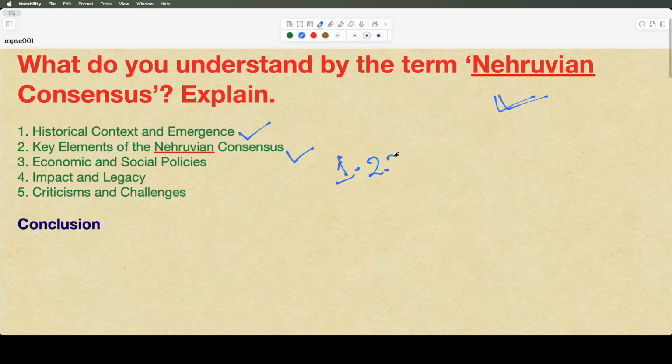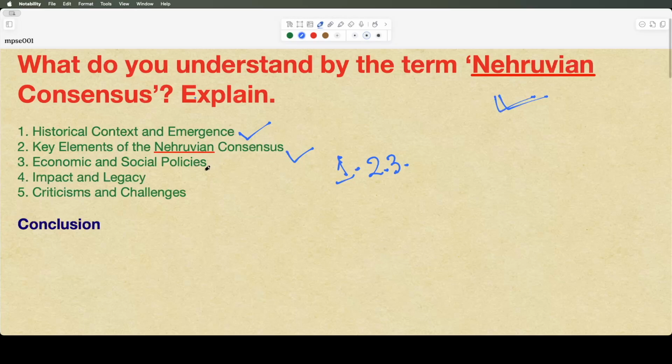Third one is non-alignment. In the realm of foreign policy, Nehru championed the non-aligned movement, which sought to maintain independence from the power blocs of the Cold War era led by the United States and the Soviet Union. The goal was to protect India's sovereignty and promote global peace and cooperation. This policy allowed India to engage with various nations based on mutual respect and non-interference, while also advocating for decolonization and disarmament.